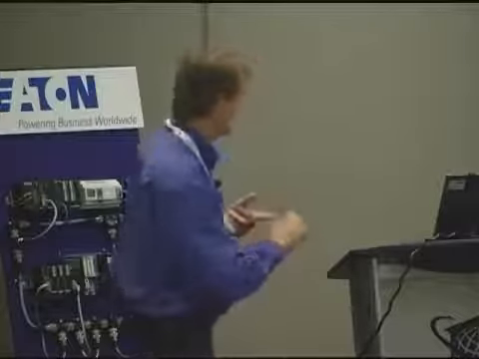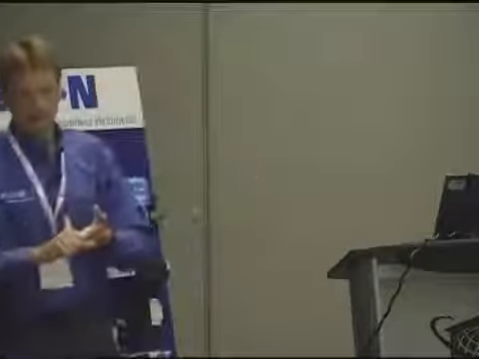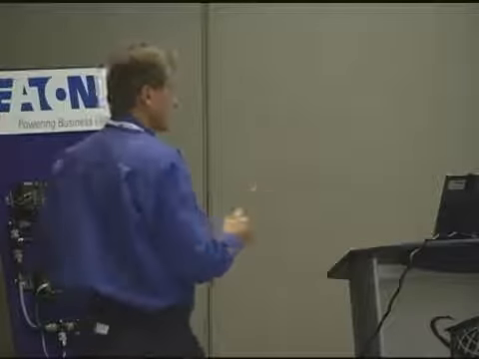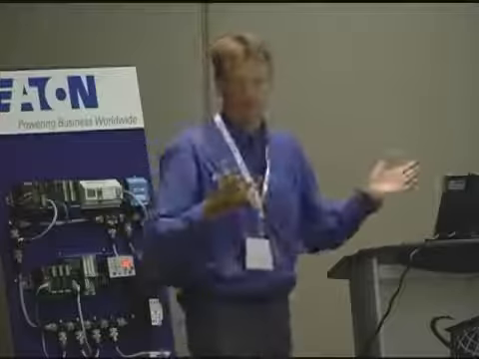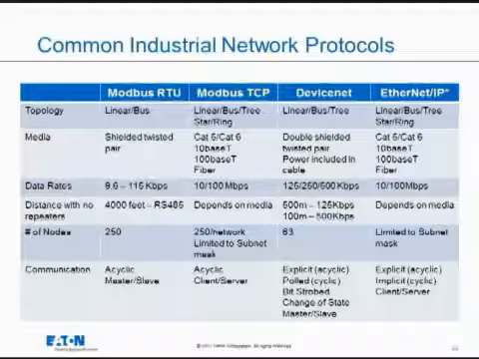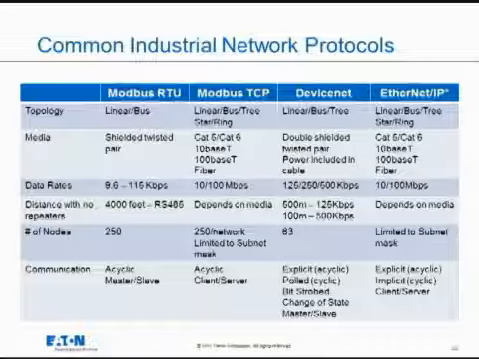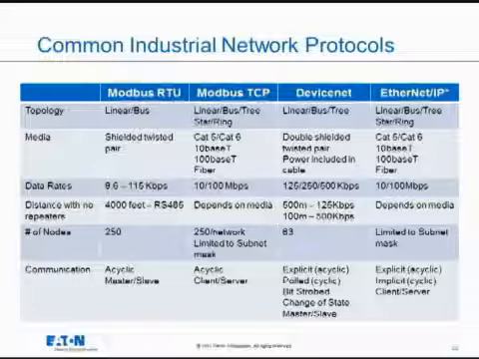Number of nodes you can have on a network, that's another question to ask. And what type of communication? Do we need deterministic information? Do we need cyclic? Or are we okay with just asking for information, and when it gets back to us, we're okay with that? But as a note here, you see under DeviceNet it has 5 different types of connections, or ways to get information out of a DeviceNet.